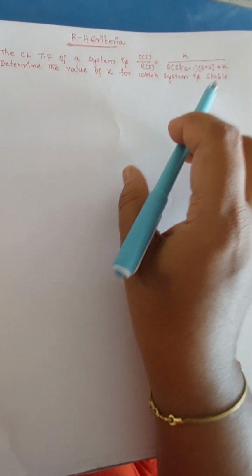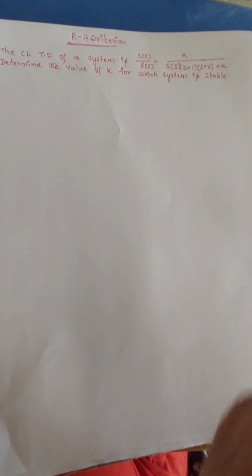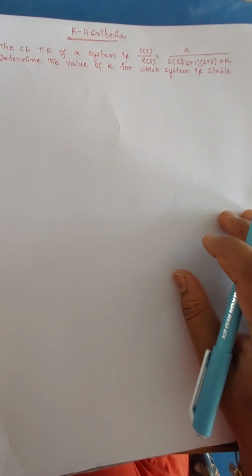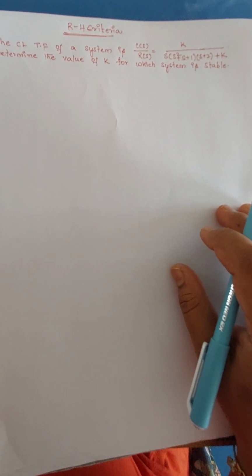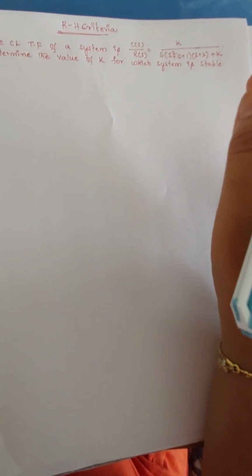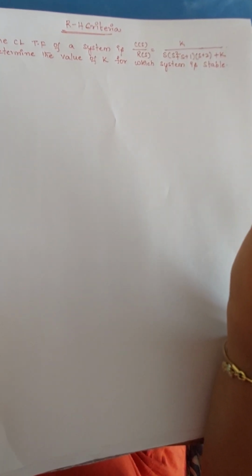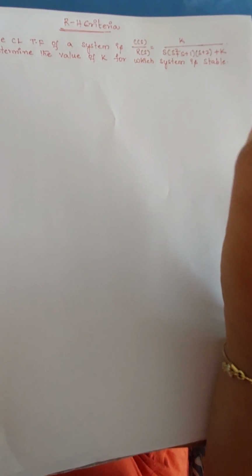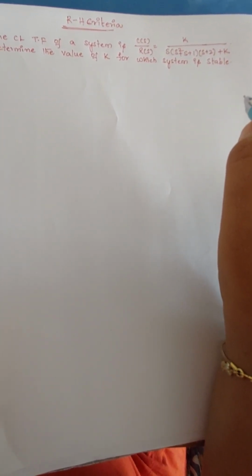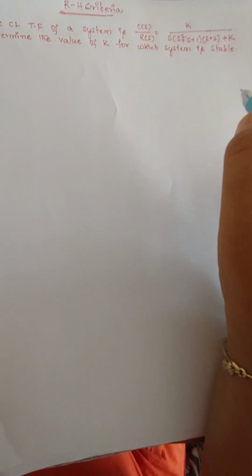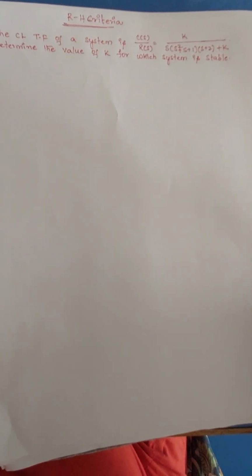In the RH criterion method, we find the stability by forming a Routh array. If the first column of the Routh array has all positive signs, with no sign changes, then the system is said to be stable. If we have any sign changes, then the system is said to be unstable.